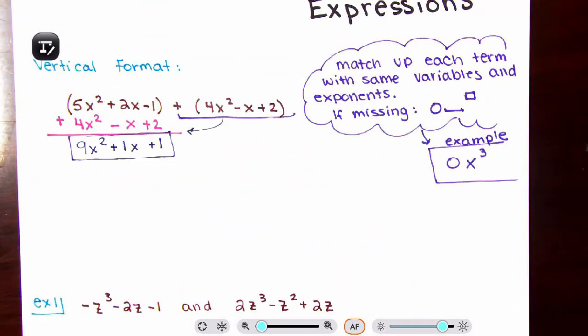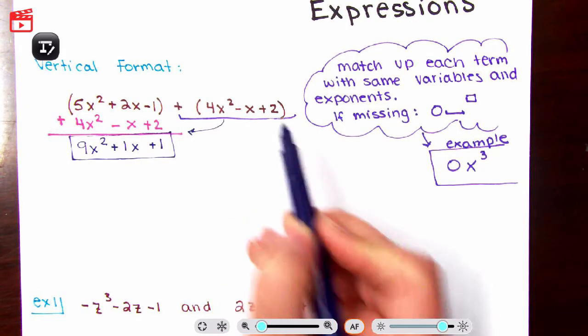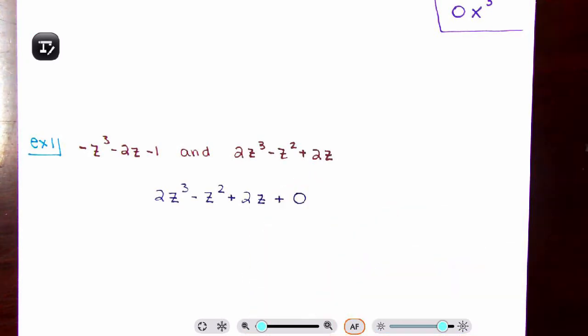We go back to example number 1. I have just a constant, or the number, here as 2. I don't have a constant here, so I'm going to put a placeholder of 0. I don't have to put a variable behind it because there is no variable in a constant.